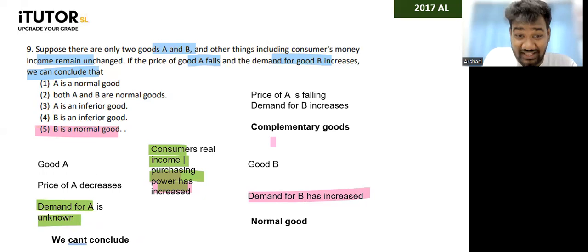Is that okay? B is a normal good. A you can't really tell. A can be normal, it can be inferior, it can be whatever, we don't know. Is that okay? Did y'all get the logic behind how I approach the question? It's not an easy one, guys. It's something that you have to think a little and figure out. Okay. Any questions?